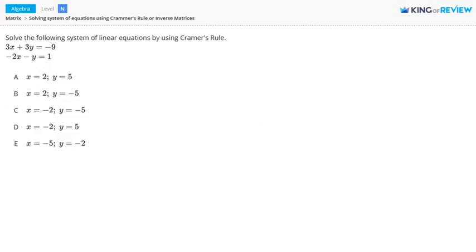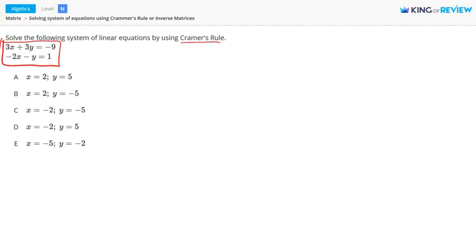Solve the following system of linear equations by using Cramer's rule. So here is our system of equations. We have two equations and two unknowns, so we want to find out what x and y are. We're used to solving this type of problem by using substitution, but in this problem we're going to use a method called Cramer's rule to solve for x and y.